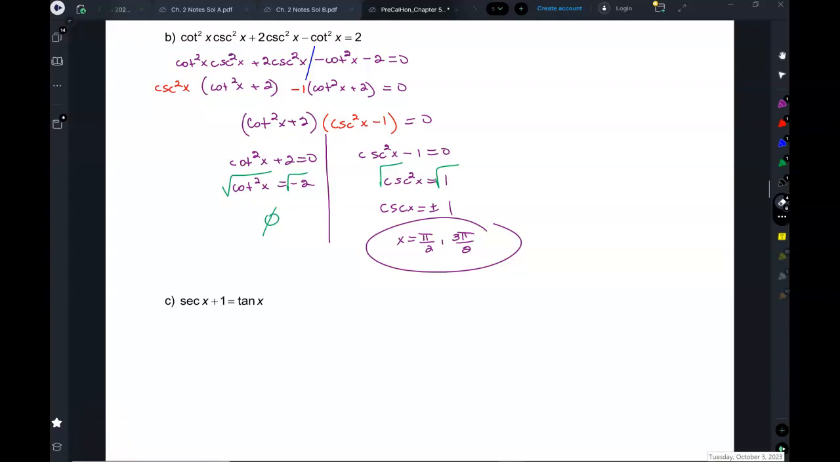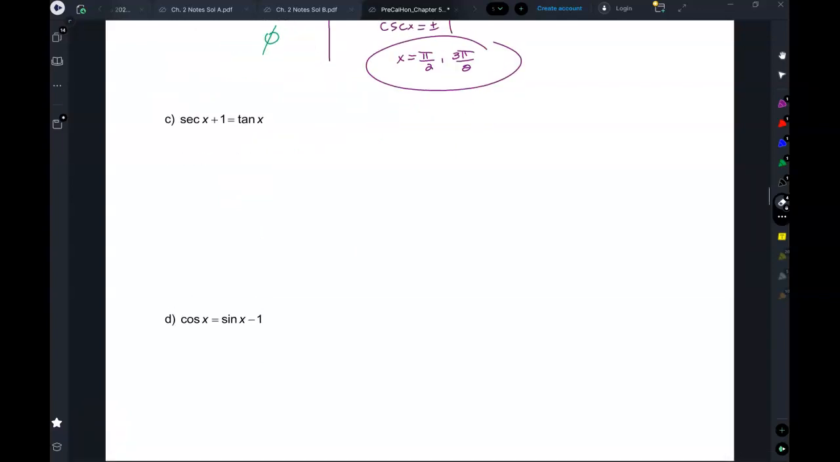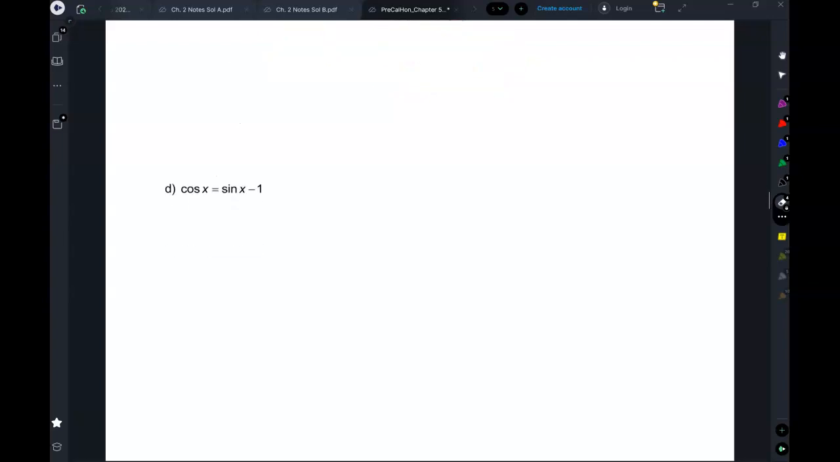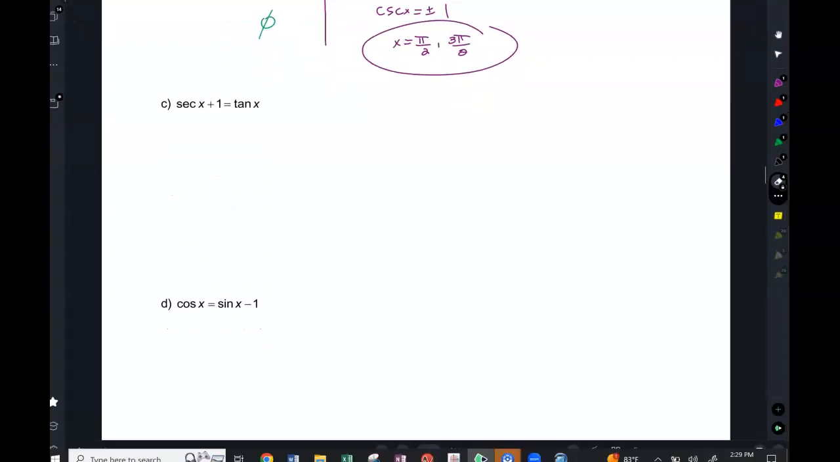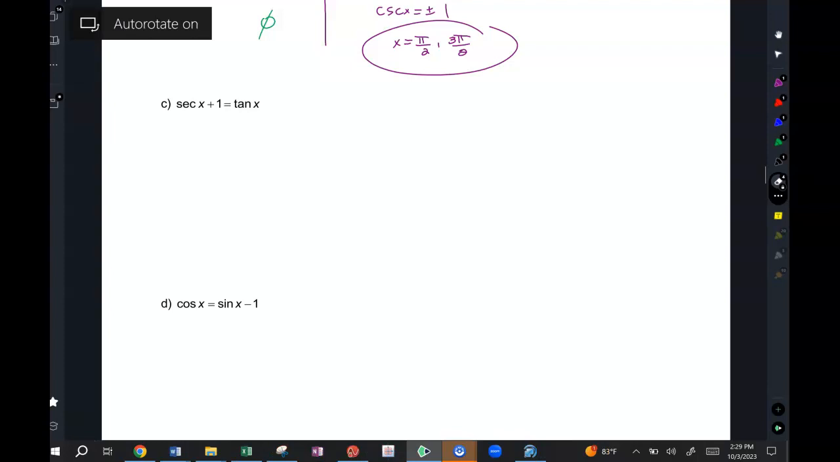So we are using the identities, right? To solve a lot of these. Now, take a look at this first one. You have secant x plus 1 equal to tangent x, right? There is no way to solve this. You can't get rid of the 1. You can't get rid of the tangent. There is no identity with just a secant plus a 1, right? All of the Pythagorean identities are with the trig function squared.